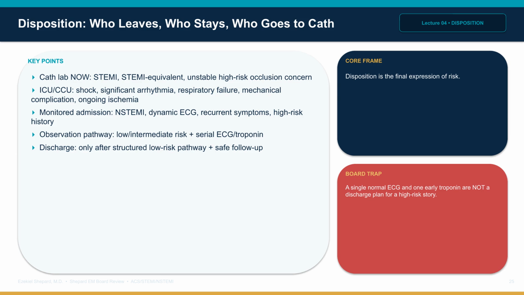Monitored admission for NSTEMI, dynamic ECG changes, recurrent symptoms, or high-risk history. Observation pathway is for low or intermediate risk patients who need serial ECG and troponin testing. Discharge is only after a structured low-risk pathway and safe follow-up. A single normal ECG and one early troponin are not a discharge plan for a high-risk story.